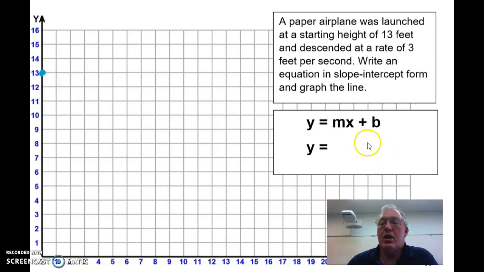And you know, this is what we did last time. We know that the y-intercept, which is b, is 13. So we went ahead and wrote that down.